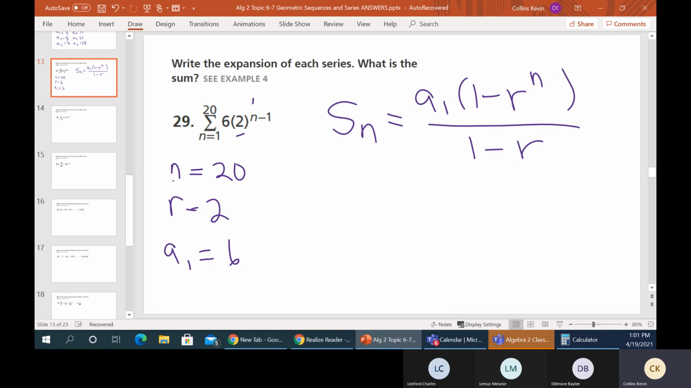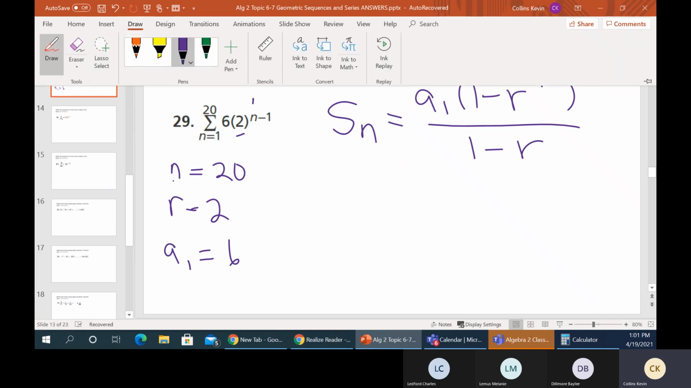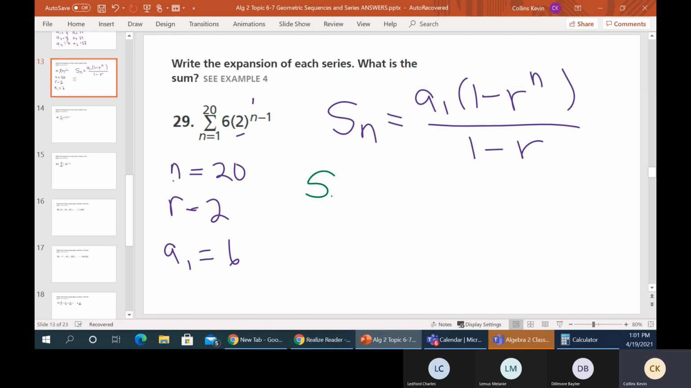So then we just plug our numbers in. Go ahead and switch up colors here. So this will be S of 20 equals the A1 sauce, which is 6 in this case. And then 1 minus 2 to the 20th power. Yikes. That's going to be huge. Okay. And then over 1 minus the common ratio, which is 2.